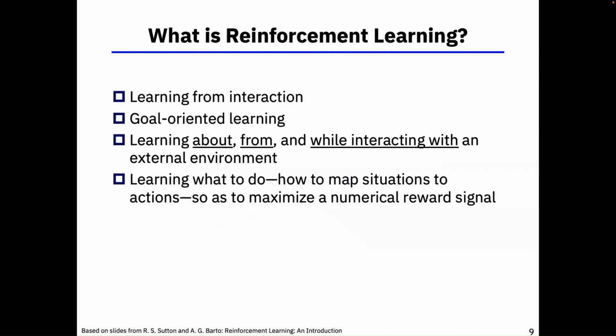So broadly speaking, reinforcement learning is learning from interaction, and it's specifically goal-oriented learning from interaction. Interacting with what? Well, we're going to learn about, we're going to learn from, and we're going to learn while interacting with an environment. In this particular case, the focus is learning what to do. So you're trying to map situations to actions by learning to maximize a numerical reward signal.